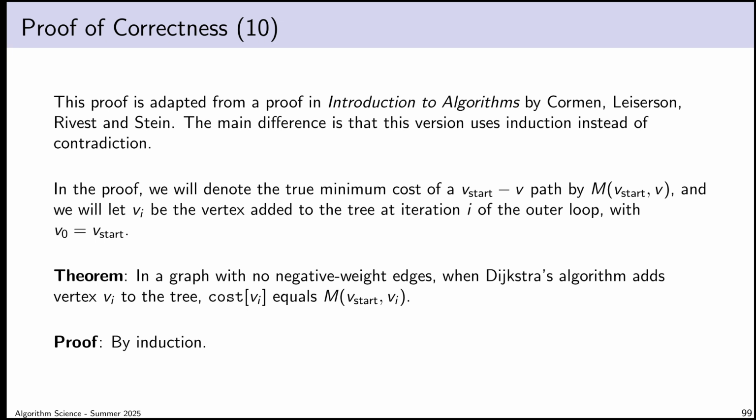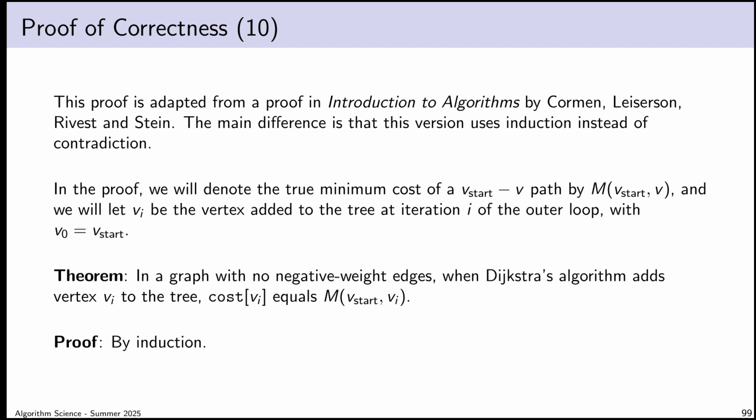Now, in the proof, I want to differentiate between what the algorithm thinks the minimum cost is, which would be the value in the cost array, and what the real minimum cost is. So I'm going to use this notation, capital M of two vertices, so I'll write it in the abstract sense. If I write M of UV, I'm talking about the true minimum cost of a path from vertex U to vertex V. So the algorithm doesn't know this information. I'm trying to prove that the algorithm is able to figure this out. So M is the true minimum cost.